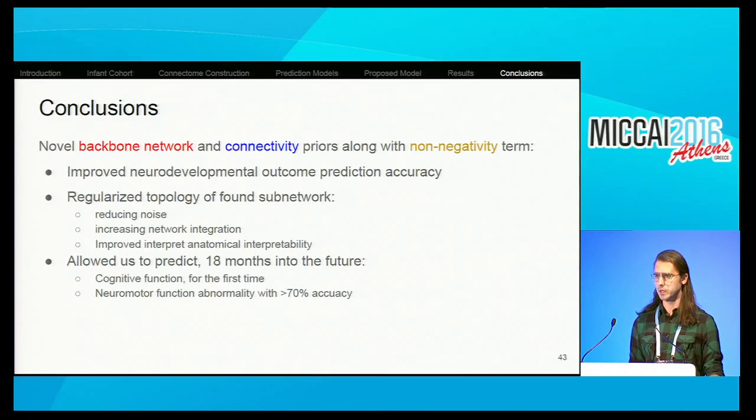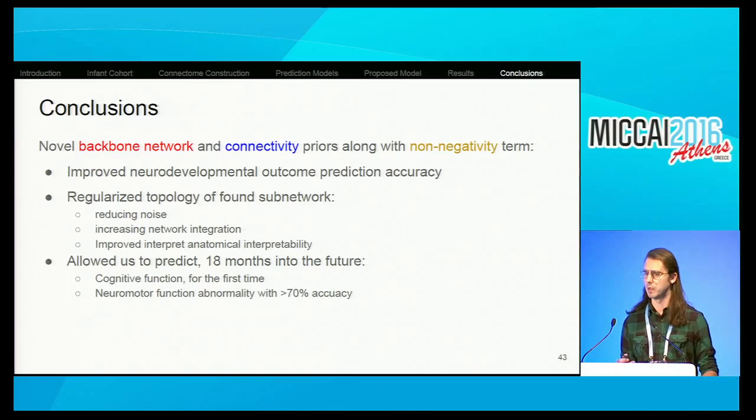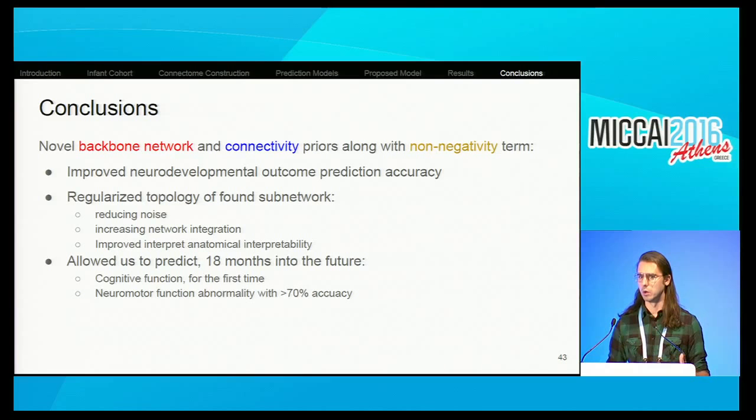Nobody's been able to do this yet, and when we first looked at this problem, it was very challenging. We didn't think we'd be able to do it. So we're quite happy that we were finally able to do better than chance on this problem, which our collaborators on the clinical side said was basically the goal. And then we were able to get our prediction of neuromotor function above 70%.